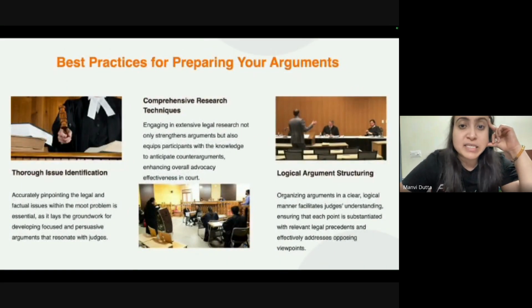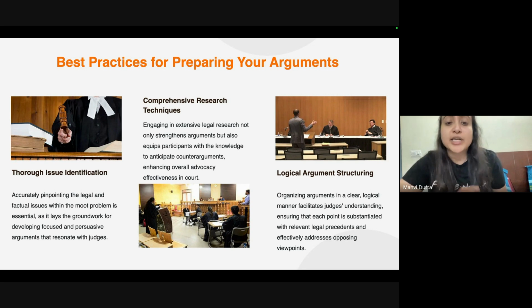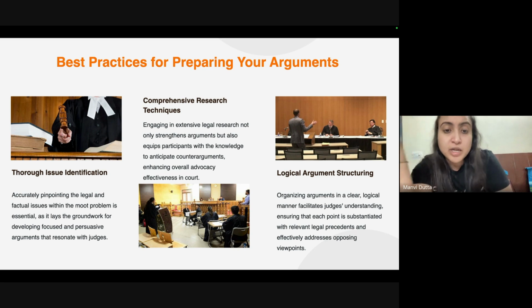Then moving on to best practices for preparing your arguments. Thorough issue identification is required. That is, you should always be able to point out the legal and factual issues within a moot court problem, which is very much essential as it lays the groundwork for developing focused and persuasive arguments that might resonate with the judges. Secondly, you should have comprehensive research techniques. Engaging in extensive legal research not only strengthens the argument, but also equips participants with knowledge to anticipate the counter arguments.